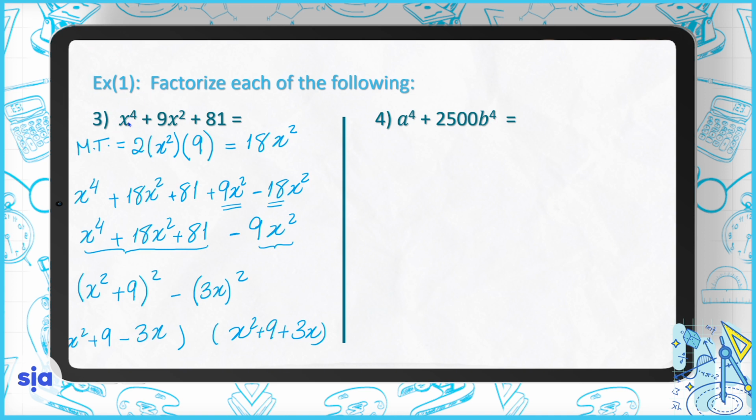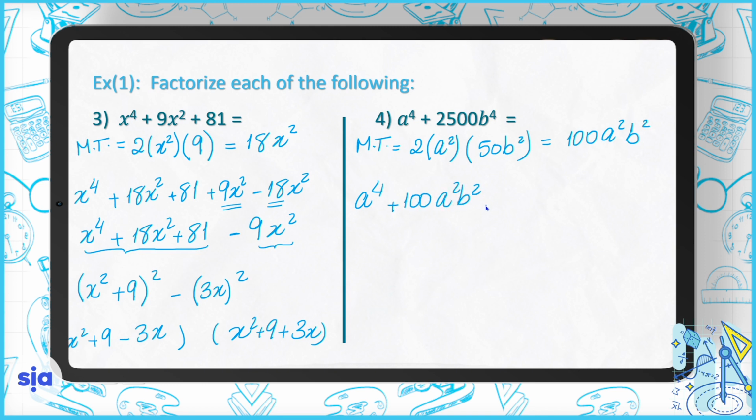Another question, question 4, we find the middle term, that is 2 multiplied by the square root of the first term times the square root of the second term. So the middle term is now 100a squared b squared. We're going to add and subtract the middle term, so it's a power 4 plus 100a squared b squared plus 2500b power 4 minus 100a squared b squared.